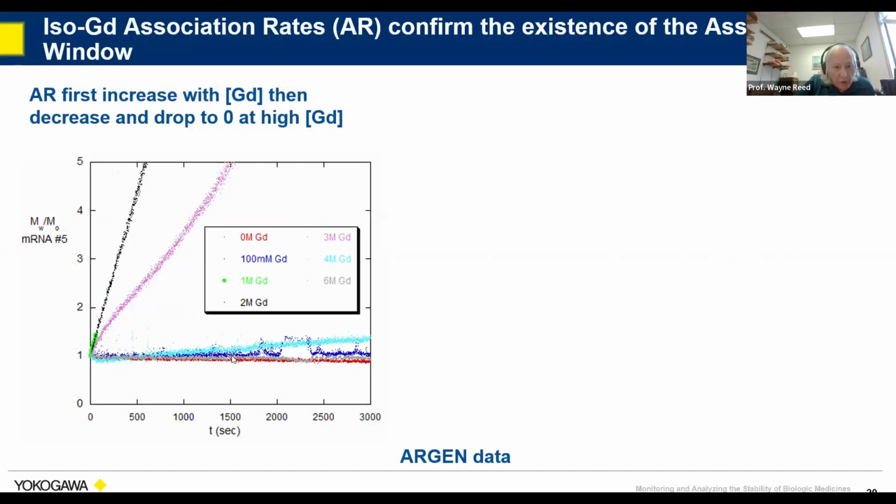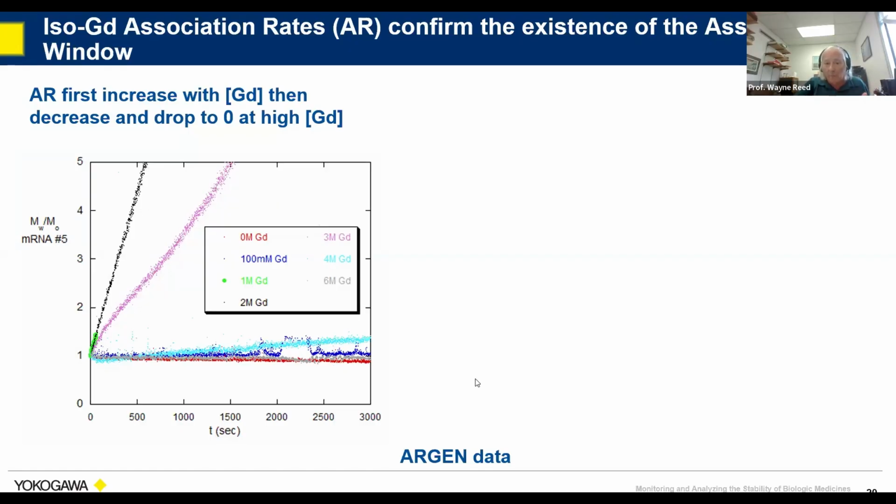Like at 0, you see there was no effect in time of MW over M0. At 100, there's also none, but at 1 molar, it's over here. It sprang up like that, just like in the other one. It was very quick. There's only a piece of it, but you can see it goes up. At 2 molar, it's following that same very quick aggregation trend. As you go even further, it starts to come down. By 4 molar, it's down very low, and by 6 molar, it's over. So that follows the window.